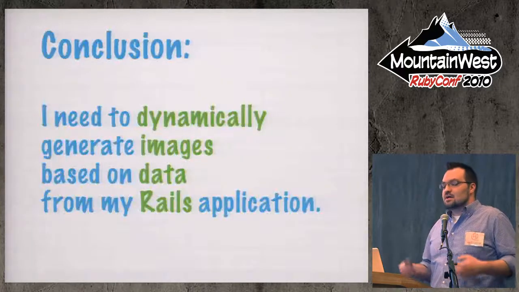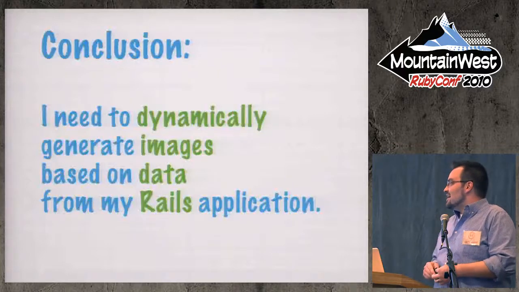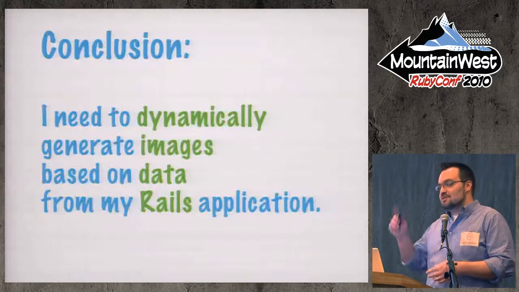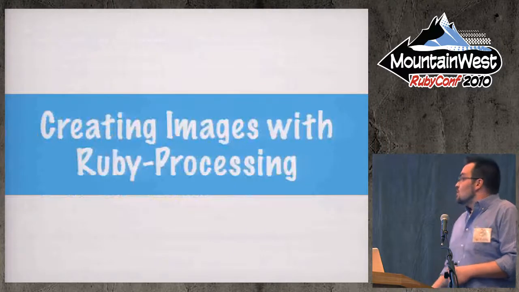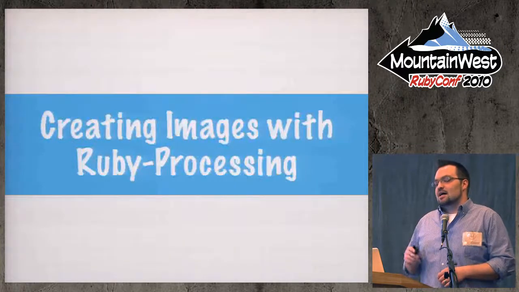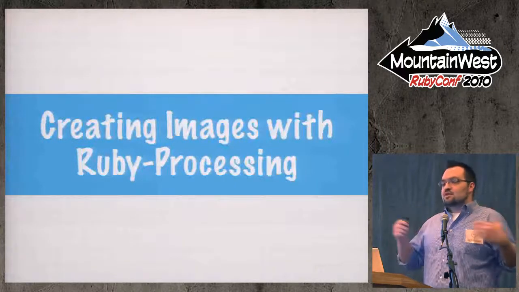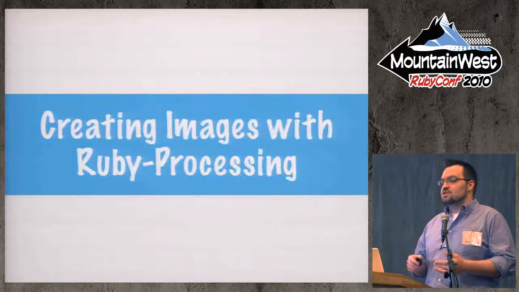That's what I set out to do. That's what we're going to run through, about 12 iterations of a program, and fit in 45 minutes. Here we go. So, creating images with Ruby processing. As I said, Ruby processing is great for 2D and 3D. We're going to do very simple things with just 2D for right now.